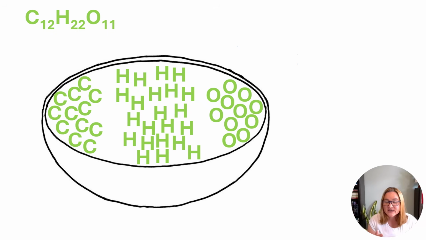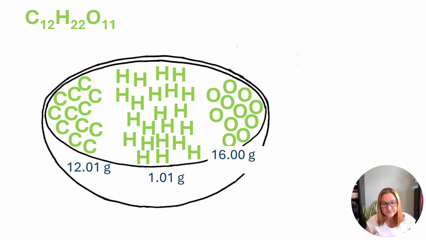So that 12 behind the carbon could be repurposed as 12 moles of carbon for every mole of sucrose. And since we're now thinking in terms of a single mole, I can pull that molar mass off the periodic table. So each of these 12 moles of carbon is going to have a mass of 12.01 grams. Similarly, each of the 22 moles of hydrogen is going to have a mass of 1.01 grams, and each of those 11 moles of oxygen are going to have a mass of 16 grams. Now, the denominator for the mass percent is going to be the sum of the masses of all 45 of these atoms. And yes, that value is equal to the molar mass of sucrose, which you know how to calculate.